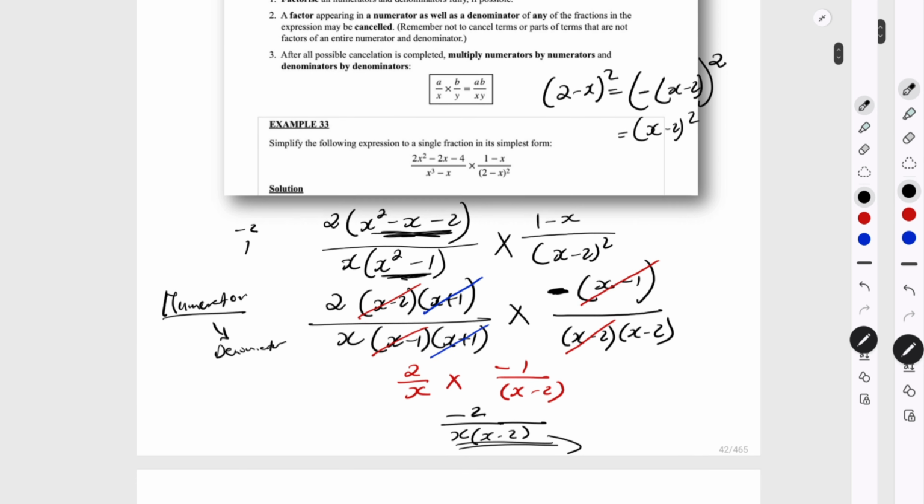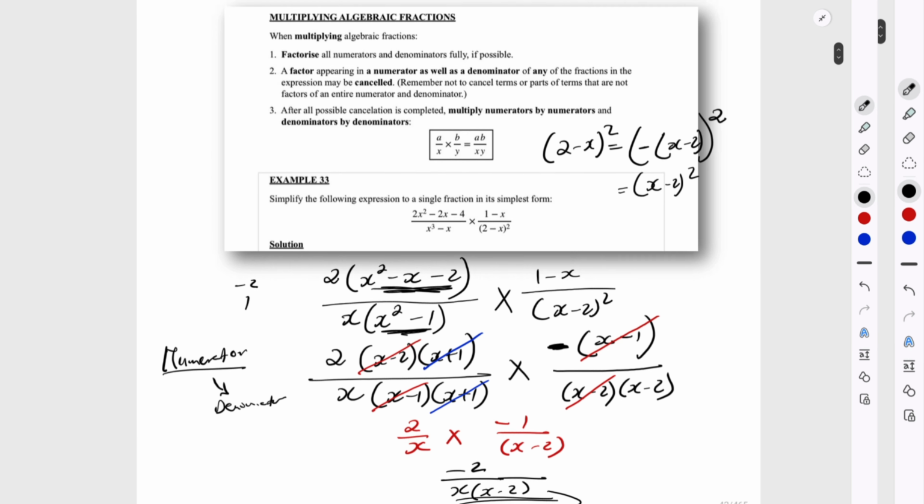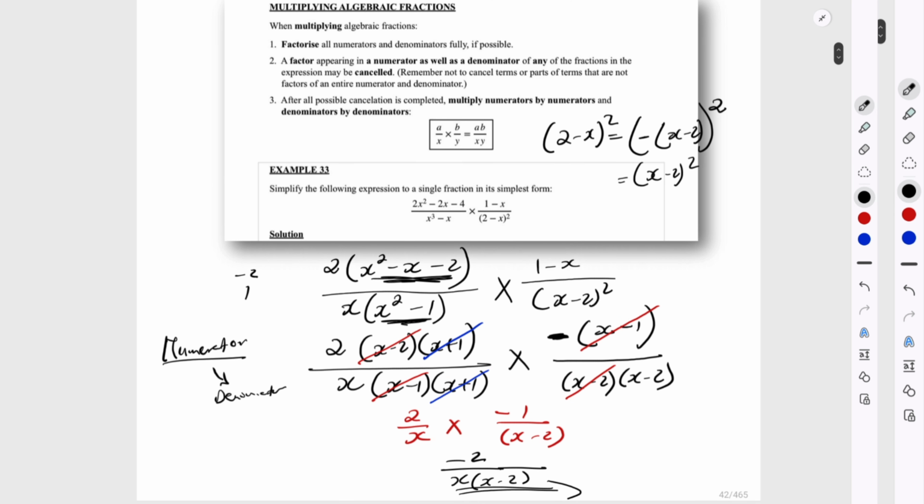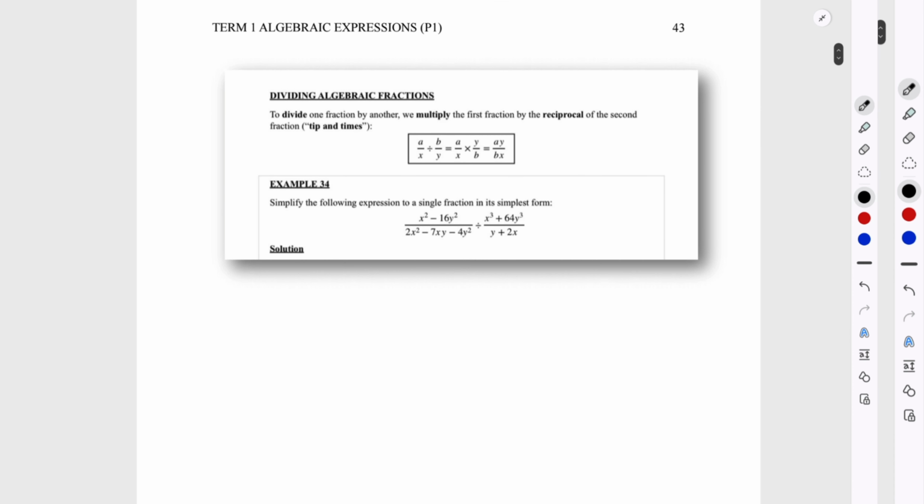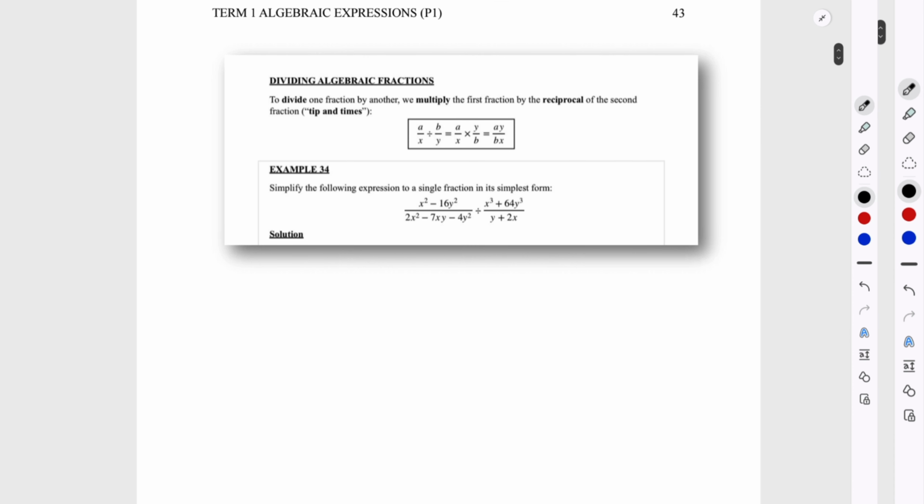Now, let's go to the next example. Let me put this on the screen a bit. Good. Now, let's go to example 34. Simplify the following expressions to a single fraction in its simplest form. Now I'm having division. What did I say to you? Every time you see division, we change it to multiplication. As we change to multiplication, the numerator becomes the denominator, and the denominator becomes the numerator.